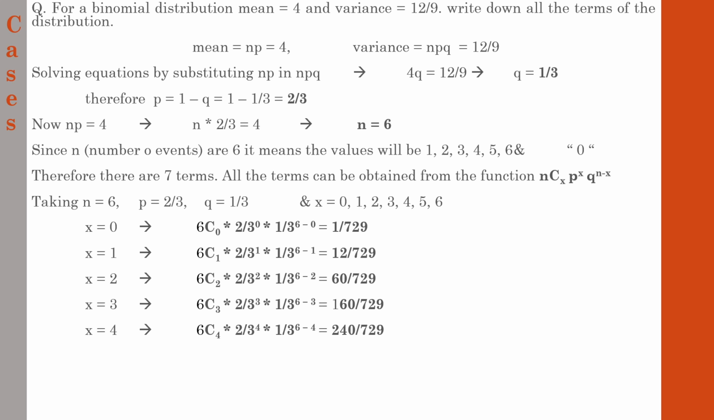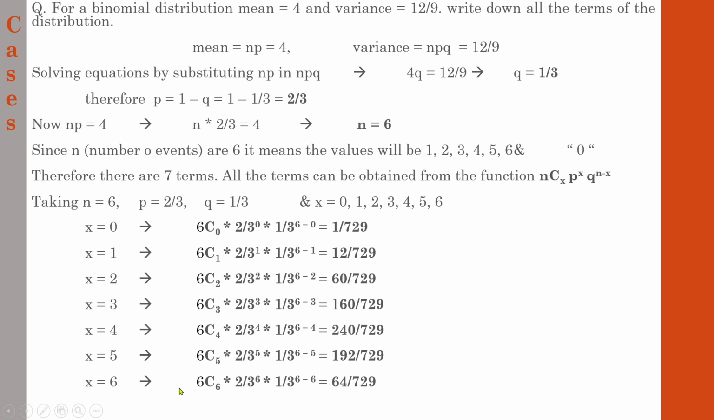And when x is 5, it will be 6C5 into (2/3) raised to 5 into (1/3) raised to 6 minus 5. And next one, when x is 6, it will be 6C6 into (2/3) raised to 6 into (1/3) raised to 6 minus 6. It will be 64/729.